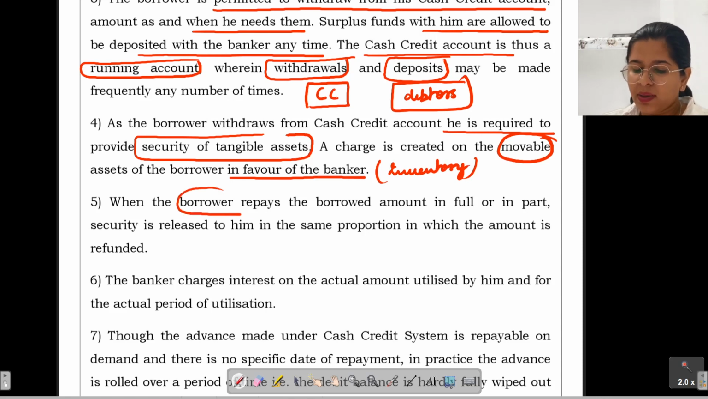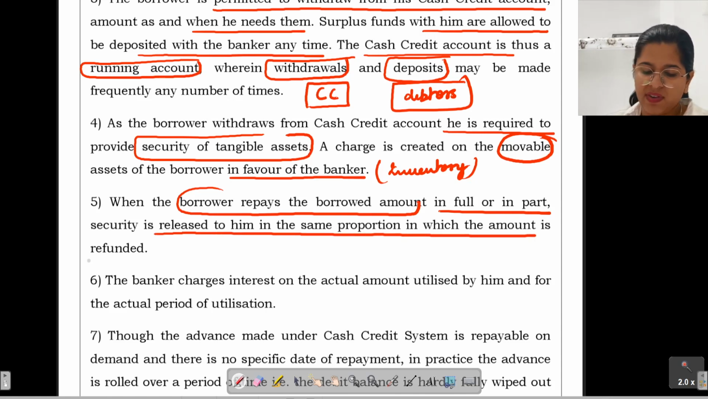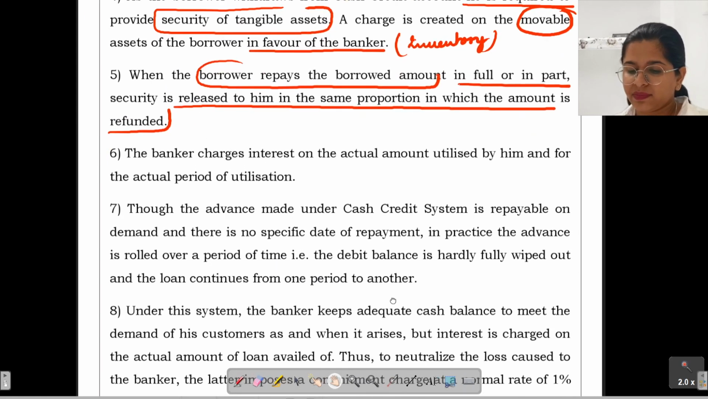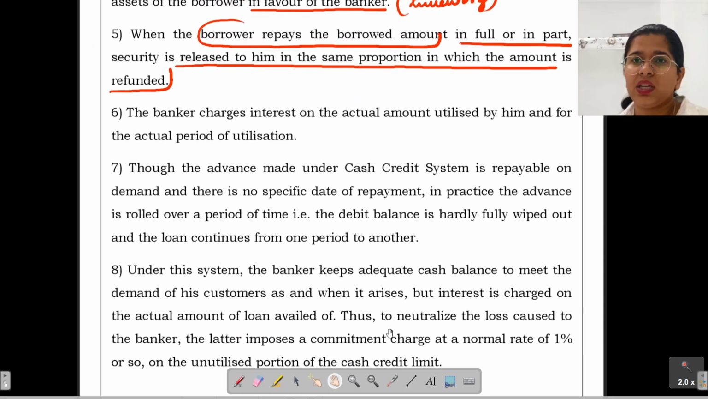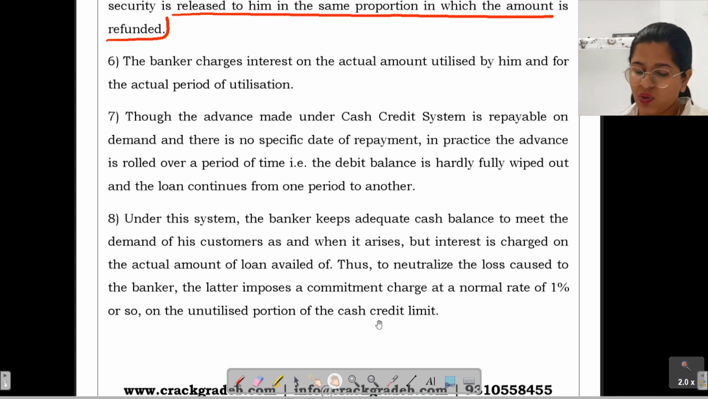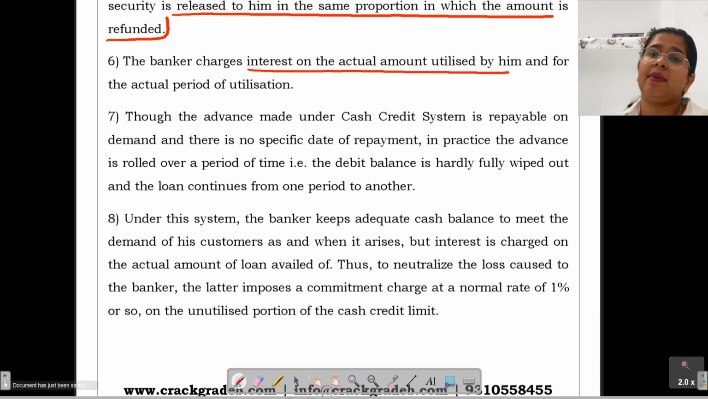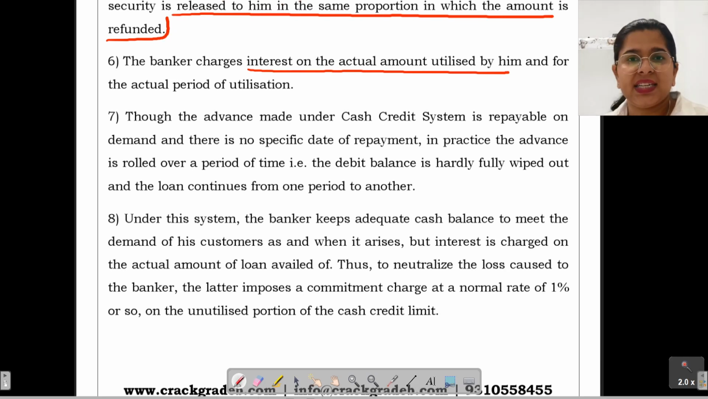And when the borrower repays the borrowed amount in full or in part, the security is released to him in the same proportion in which the amount is refunded. ठीक है? सो जितना आपने रिफंड लोन का अमाउंट चुकाया उतनी ही आपकी जो सिक्योरिटी है वो भी रिलीज हो जाएगी. The banker charges interest on the actual amount utilized by him. ऑब्वियसली bank is giving you a facility, bank is not giving it for free, so bank is going to charge the amount from the borrower. ठीक है, वहां से जो है अमाउंट चार्ज होगा.